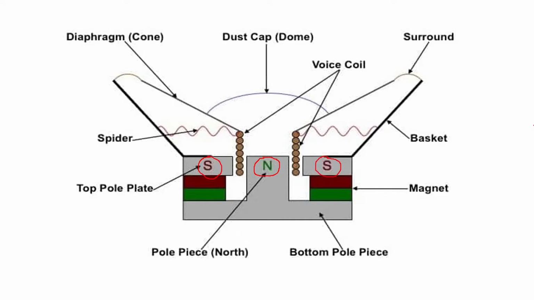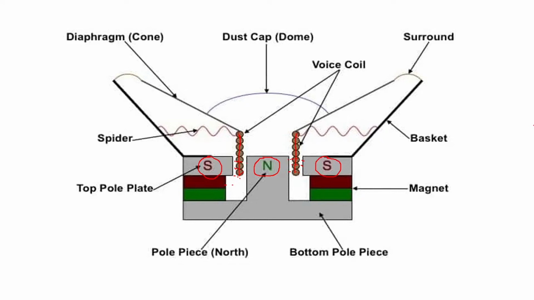Between the north and south pole of the magnet, you have magnetic lines of force. So there is a magnetic field here, and in that magnetic field you have placed this voice coil. Now to this coil, you're going to give an electric signal. The audio signal, which is in the form of electricity, will be given to these coils.